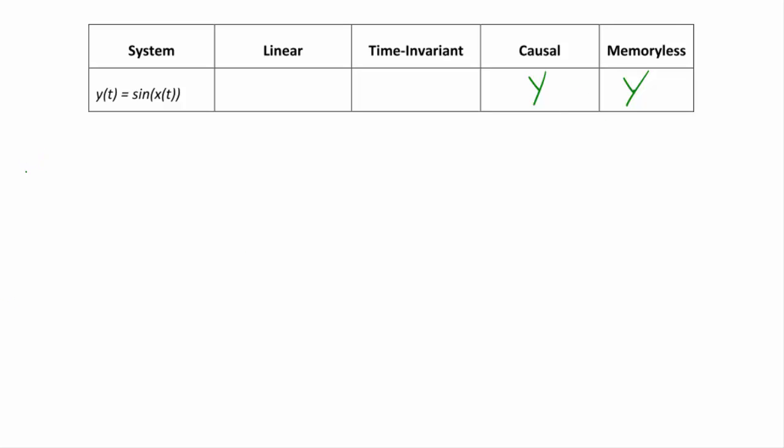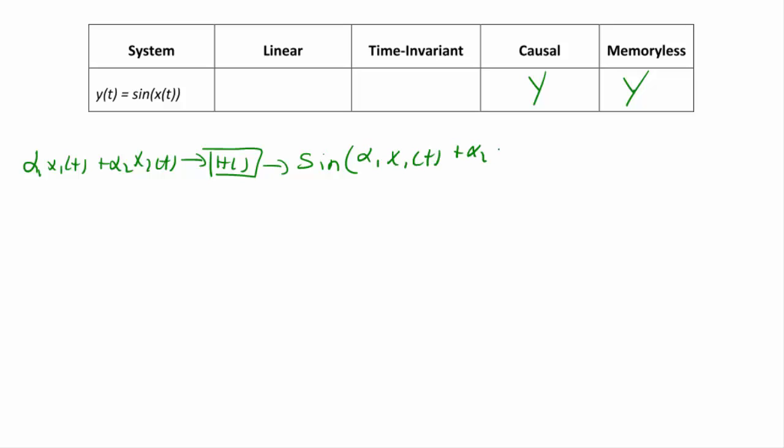Now let's check linearity. If the input is alpha 1, x1 of t, plus alpha 2, x2 of t, and we send this through our function, then the output should be the sine of the input. So this is going to be the sine of the quantity alpha 1, x1 of t, plus alpha 2, x2 of t, which is z1 of t.